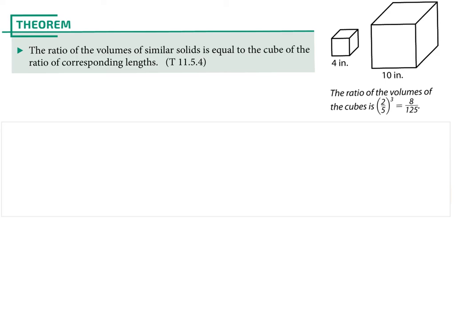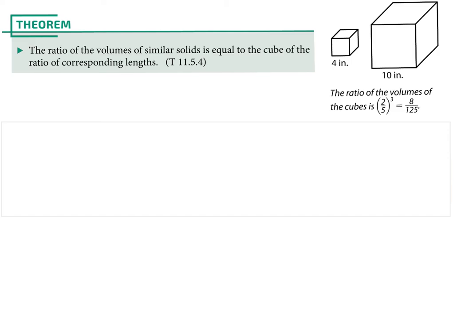So here, the ratio between those two is 2/5. In order to find the ratio for the volume, you would cube 2/5, which would give you 8/125. And so your volumes would be in a ratio of 8/125 instead of the 2/5 ratio.